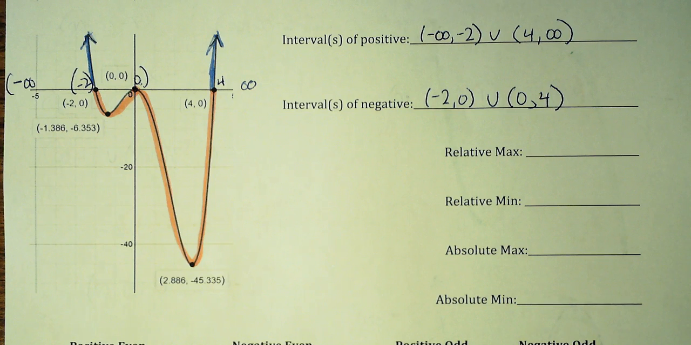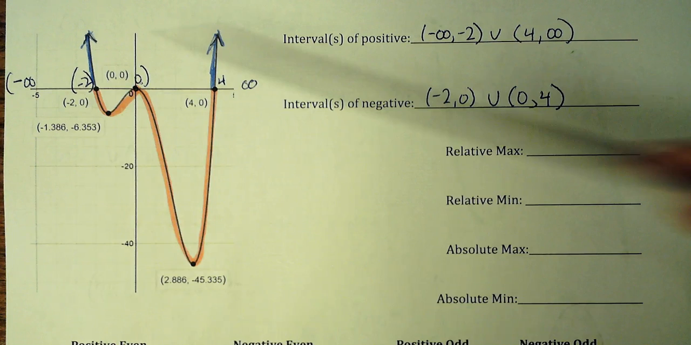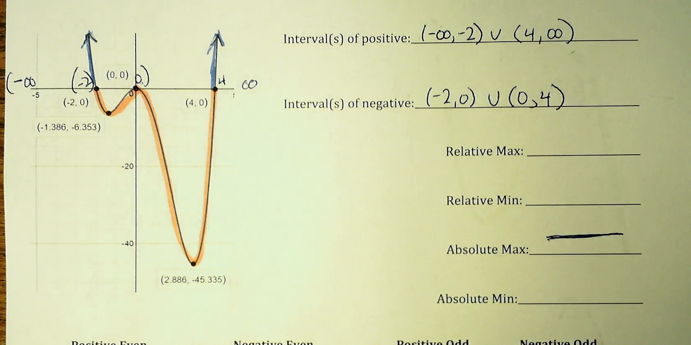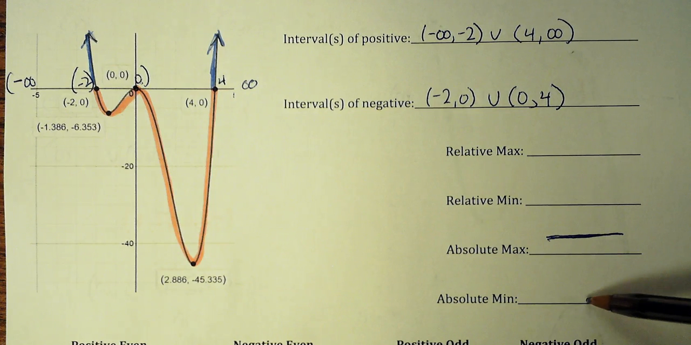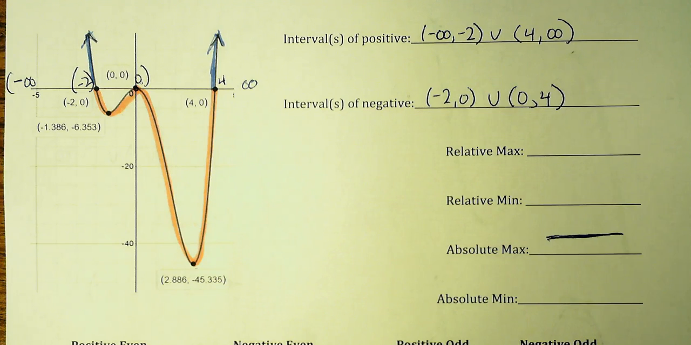relative max, min, absolute max, and min. So this points up forever. So there is no absolute maximum here. However, this does have an absolute minimum because there is an actual bottom to this graph.